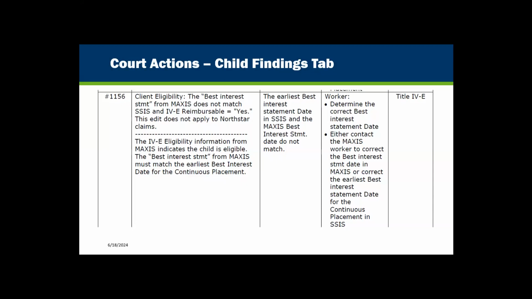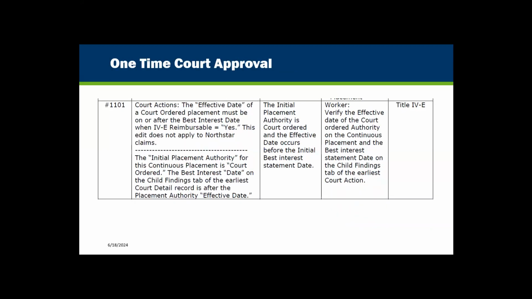And you will get a proofing message if something is not correct in the best interest statement, specifically tied to that child findings tab, and then what Maxis did on their end. So this is one proofing message for best interest. We also have another proofing message, 1101, effective date of a court-ordered placement must be on or after the best interest statement date. So although we're not doing the detailed 4E training, best interest must happen at that first court action. So this is the proofing message that tells us something isn't jiving with that requirement.